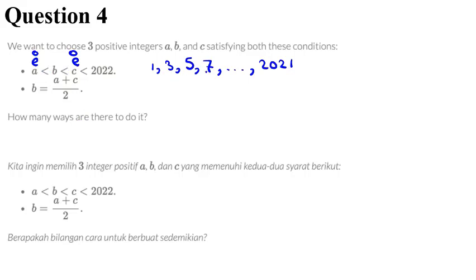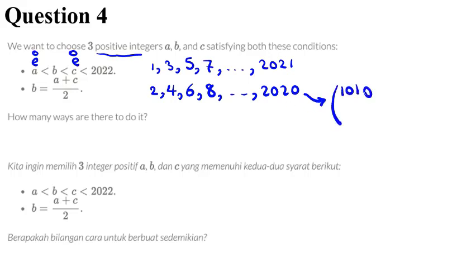So a and c are odd, 1 to 2021, or even, and they are positive integers, so 2, 4, 6, 8 to 2020, because it is strictly less than 2022. Here, if we want to select for this part, how many numbers do we have? 1010, choose 2. You should select 2 numbers. And for this one, it will be 2022 over 2, which is 1011, choose 2.